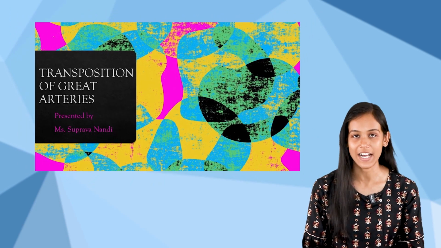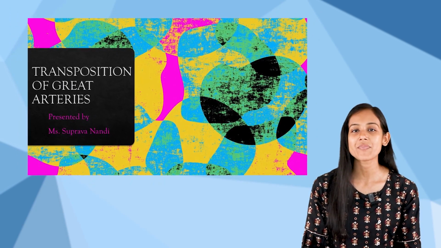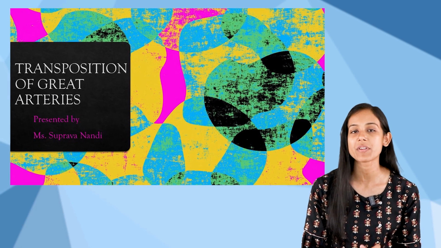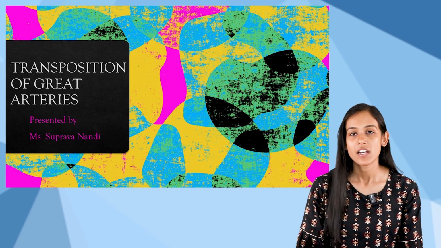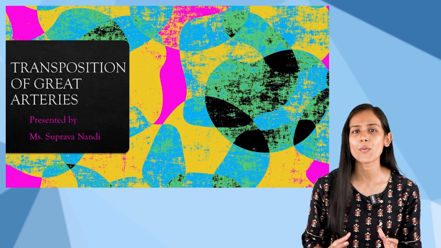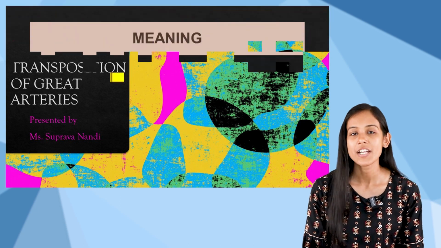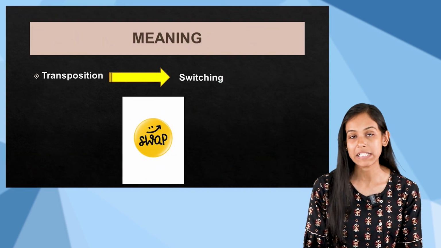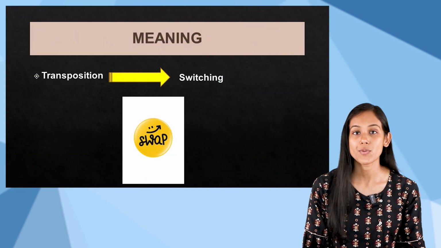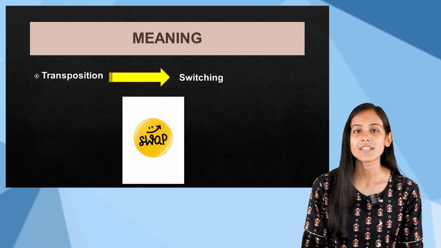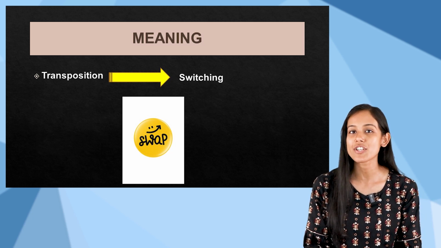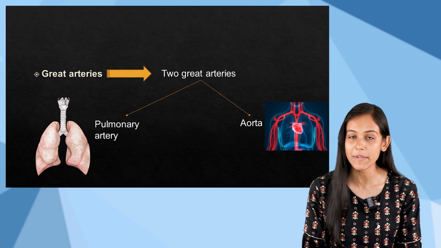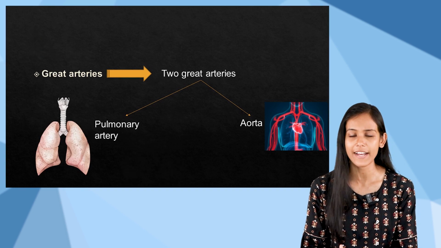In today's session, we will be discussing another congenital heart disease, which is transposition of great arteries. Now, this is a condition where, from the name itself, we can understand what it is referring to, right? Transposition means switching or swap. And transposition of great arteries means switching of great arteries, right?